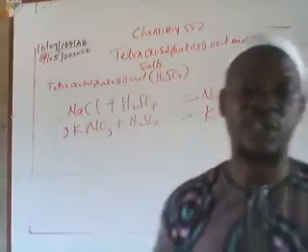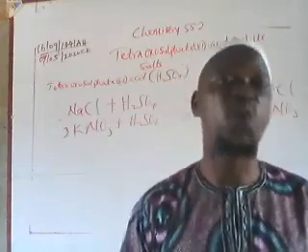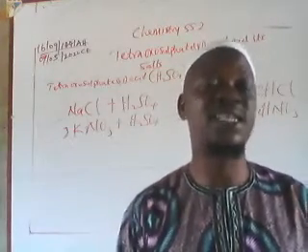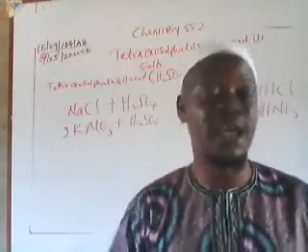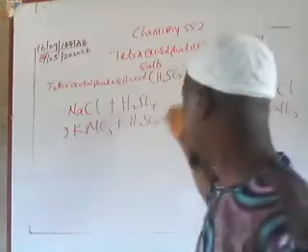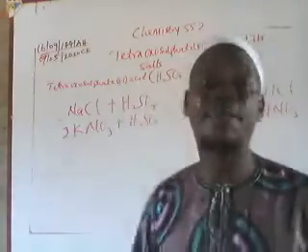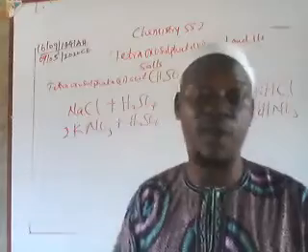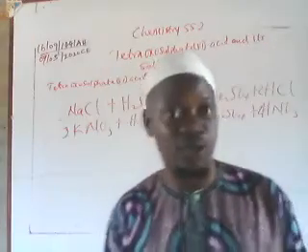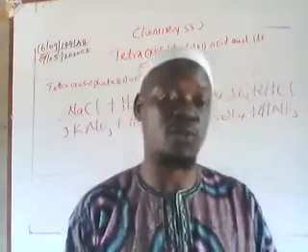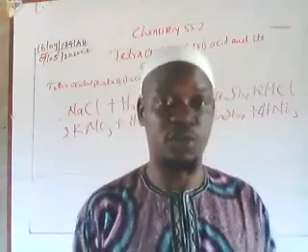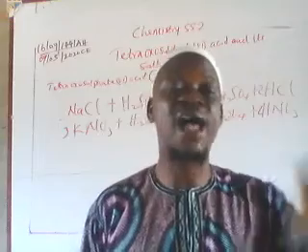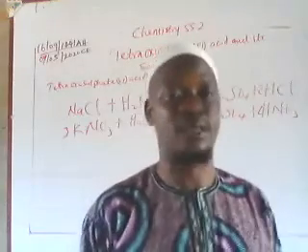A salt of tetraoxosulfate 6 acid is produced when the hydrogen atom from the acid is partially or fully replaced. Since it is a dibasic acid, it forms two types of salts, normal salts and acid salts. But when we are talking about salts of tetraoxosulfate 6 acid, we want to concentrate on the normal salts today.